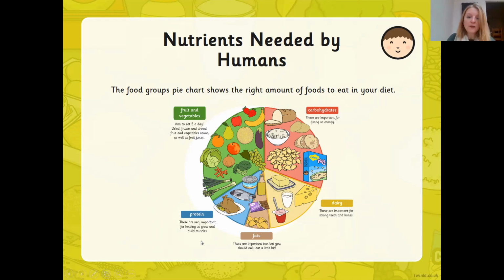Your protein is very important for the growth and repair of your body. And as children, this slice of the pie should be slightly bigger because you are growing a lot at the moment. This section here, fats, chocolates, sweets, you shouldn't be eating too much of that. And obviously with these parts of the diagram, you should be eating more fruit and vegetables and more carbohydrates than the other parts.